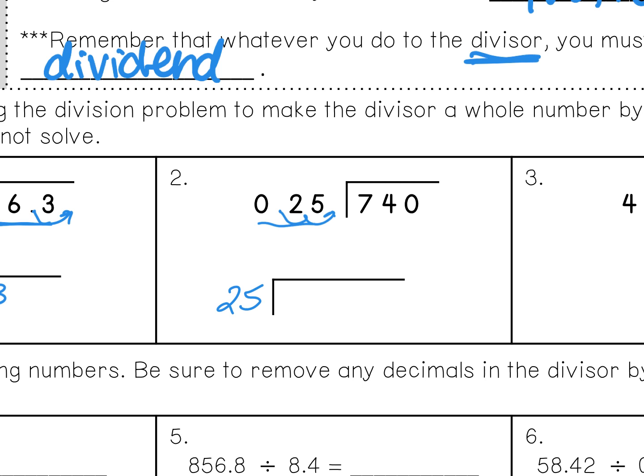Now, whatever I do to my divisor, I also have to do to my dividend, the number inside of my division box. So if I have 740 and I multiply this number by 100, by a power of 10, then I am now going to make that 74,000. And now I can divide 74,000 by 25, okay?